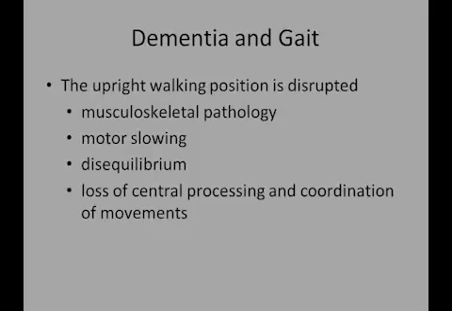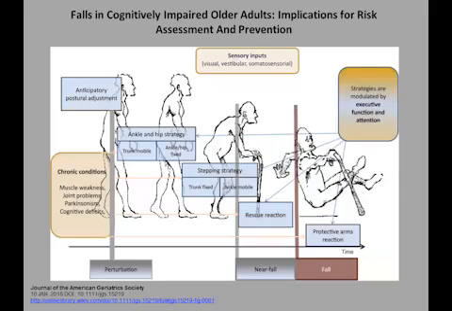So if you think about gait in the upright walking position, anything can disrupt it. Musculoskeletal pathology, motor slowing, motor recruitment issues, disequilibrium or poor neurological sensation, cardiovascular issues. But it's this loss of central processing and loss of coordinating these movements that seem to have an impact as well, that needs to be considered and further studied.